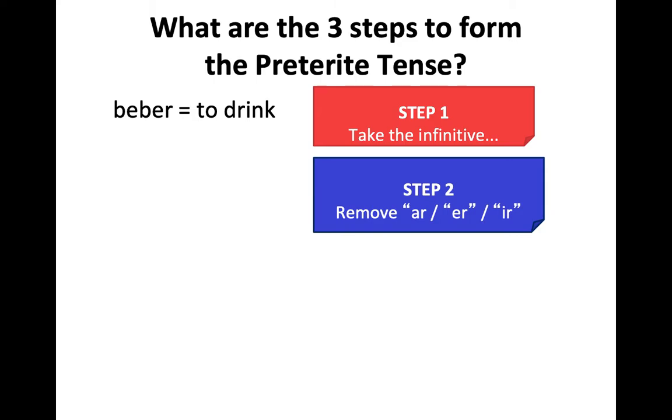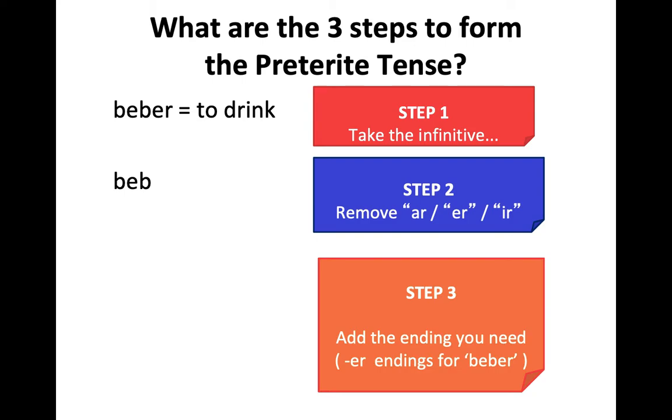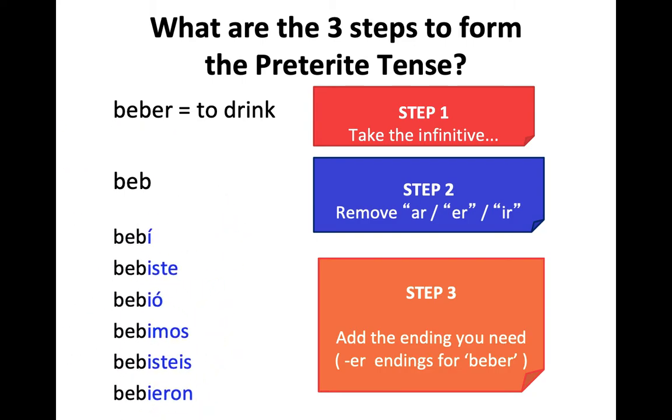Next thing we need to do, step 2, is take off our ending, the AR, ER or IR part. So if we take off the ER of beber, we get beb. So this is the stem, and we're going to build our preterite tense onto the stem of the verb. And step 3 is to put the correct endings on. So in the case of beber, the preterite tense endings would be bebí, I drank, bebiste, you singular drank, bebió, he drank or she drank or it drank, bebimos, we drank, bebisteis, you plural drank, and bebieron, they drank.